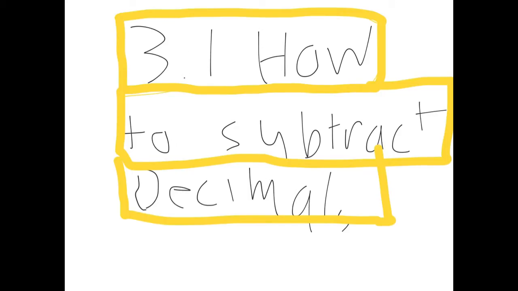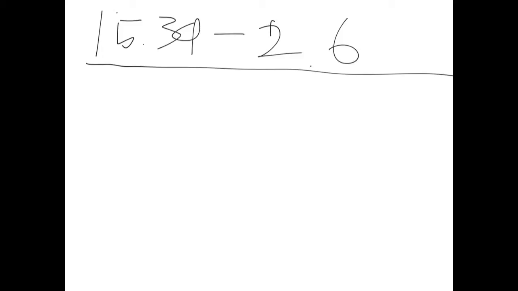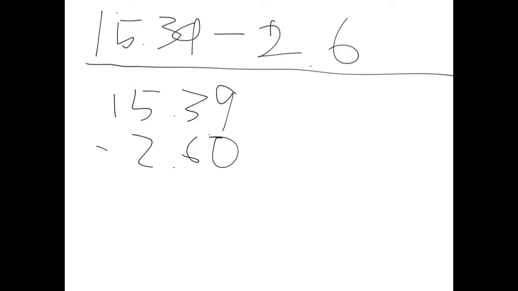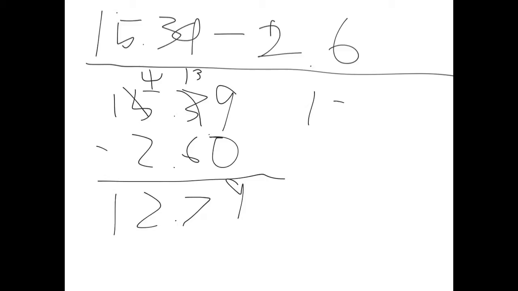3.1 How to subtract decimals. For this problem, 15.39 minus 2.60. There are like terms, so you can just subtract. So 9 minus 0 is 9. Can't do 3 minus 6, so you have to borrow from the 5. So make this a 4. Make the 3 a 13. And then this is 7. Bring your decimal down. 2 and 1. So 12.79.